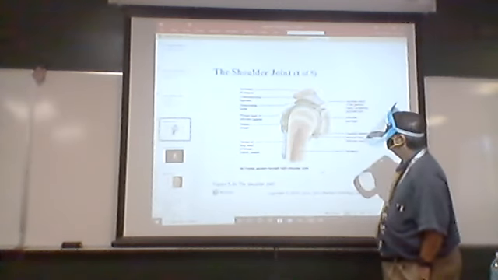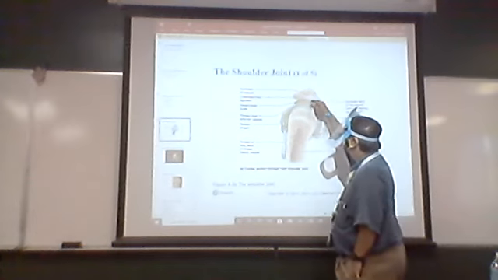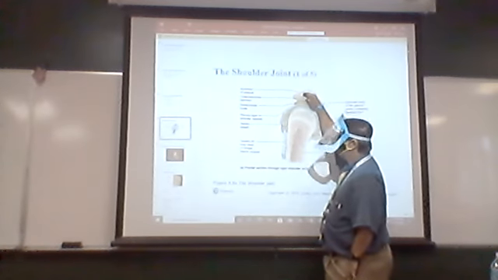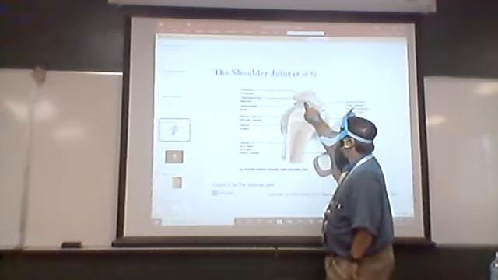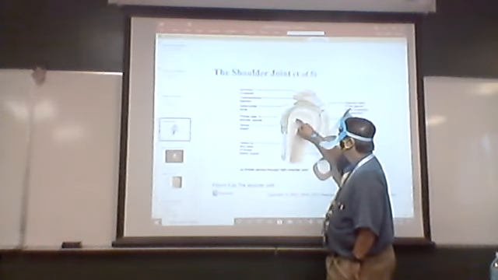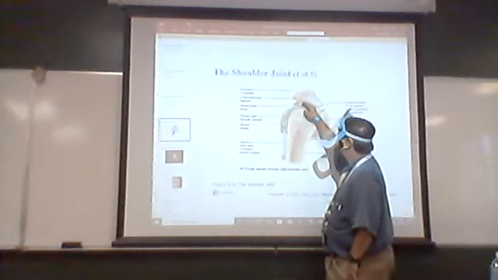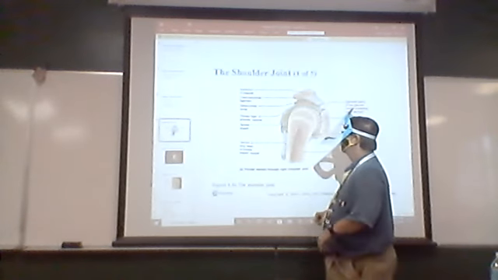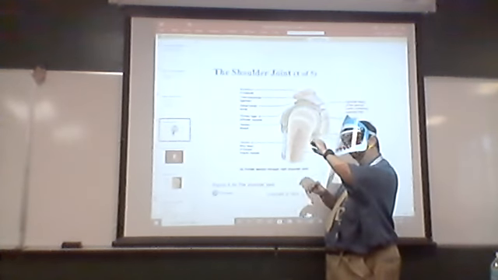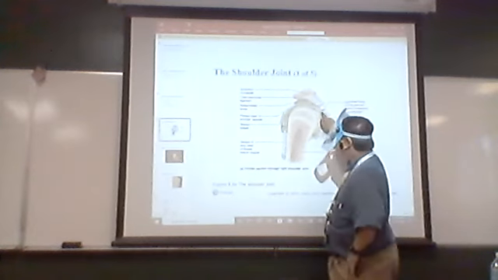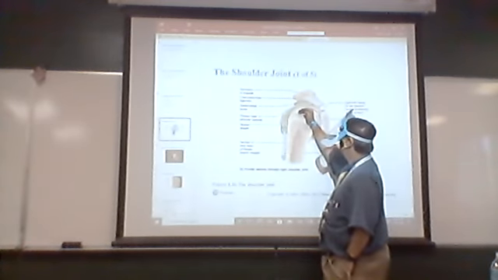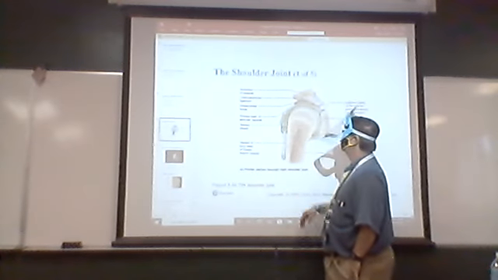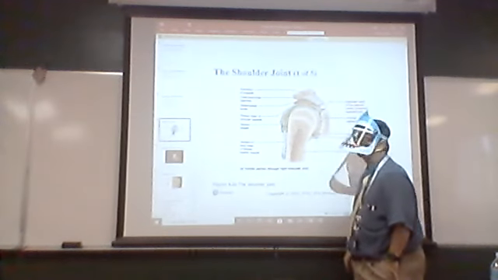If you look right here, you have the acromion above. We have a bursa between the two. There's a tendon sheath, and above that a bursa. In other words, if you're moving this around, you have cushioning, you have padding to protect the tendon of the biceps and to protect the head of the humerus from smashing against the acromion process.